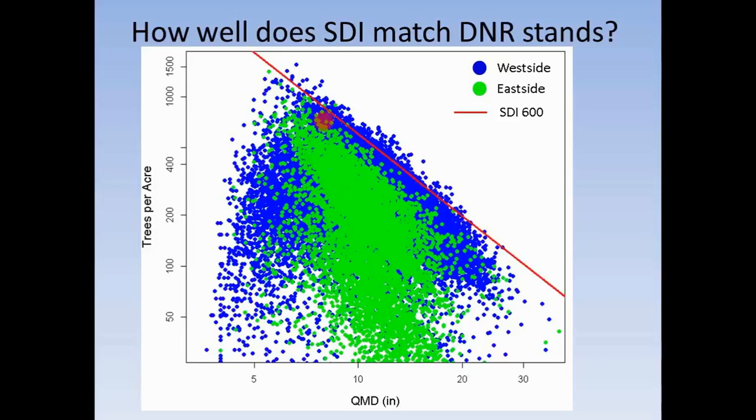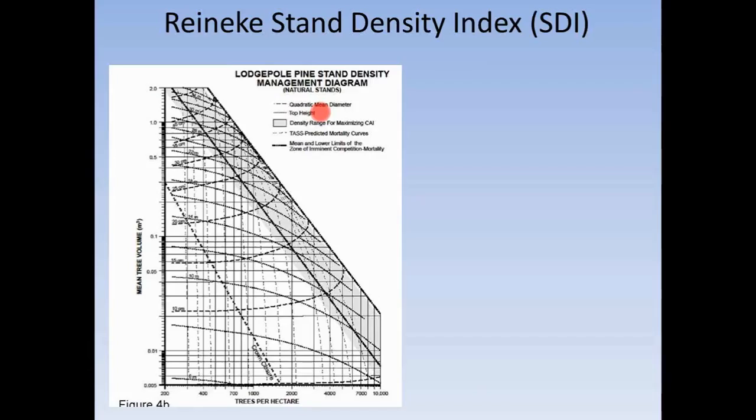And I did skip one slide, so I'm going to jump back to this one. SDI has been used as a basis for stand density management diagrams, and this is pretty similar to what we saw with the Gingrich stocking diagram. So we have our line. This is our maximum density line. This is lodgepole pine. I like this one because of the annotations on it. They did some neat work in terms of drawing some additional lines. So here's our maximum density line.